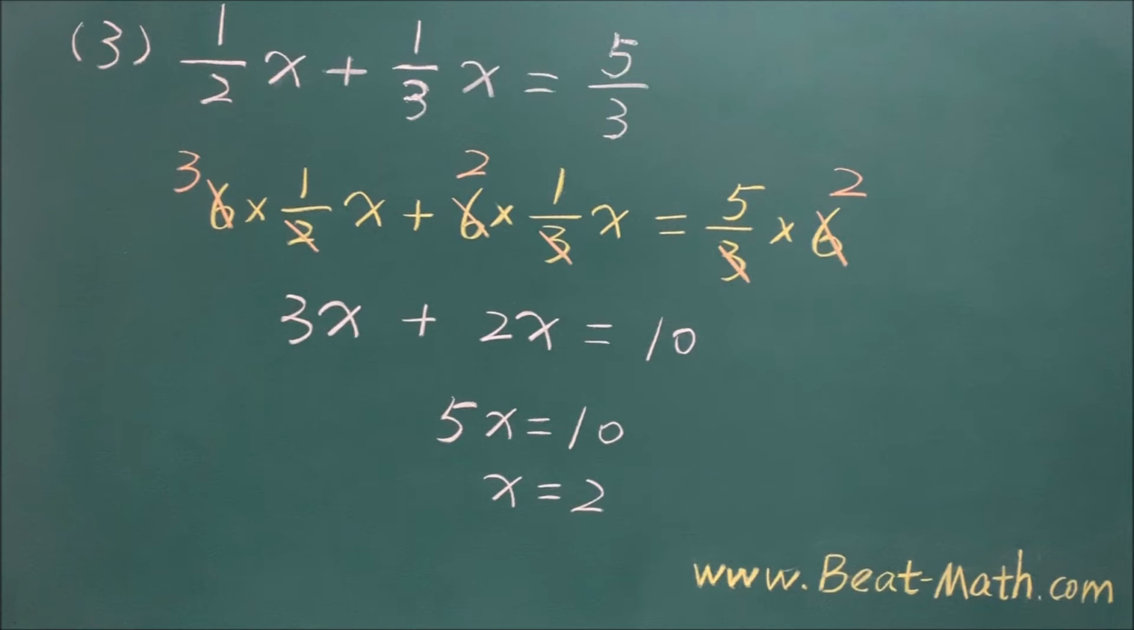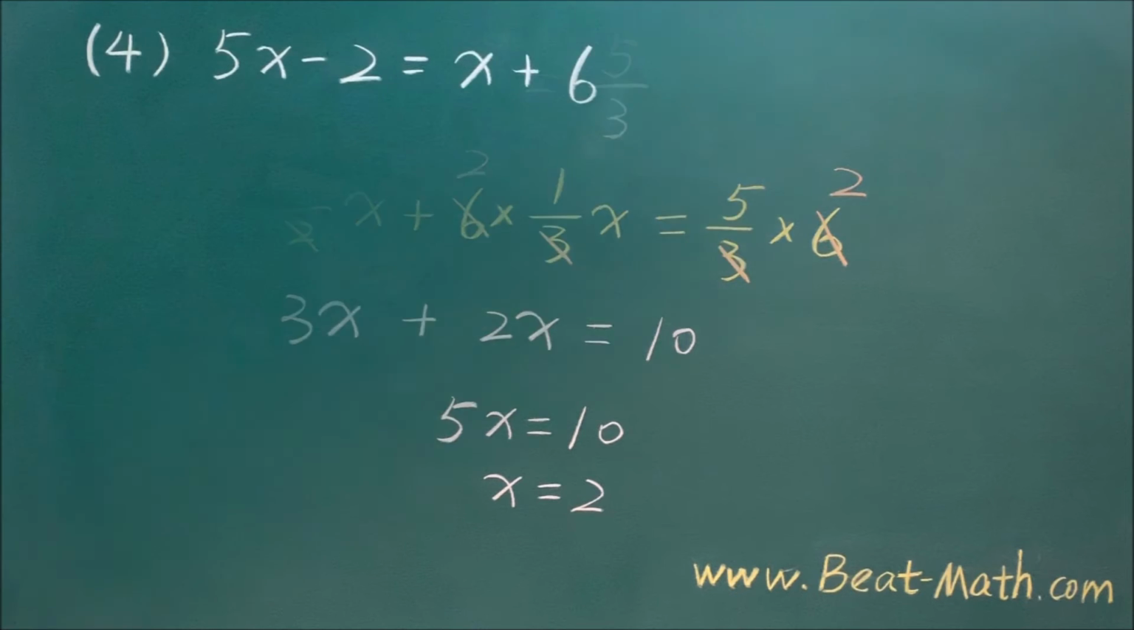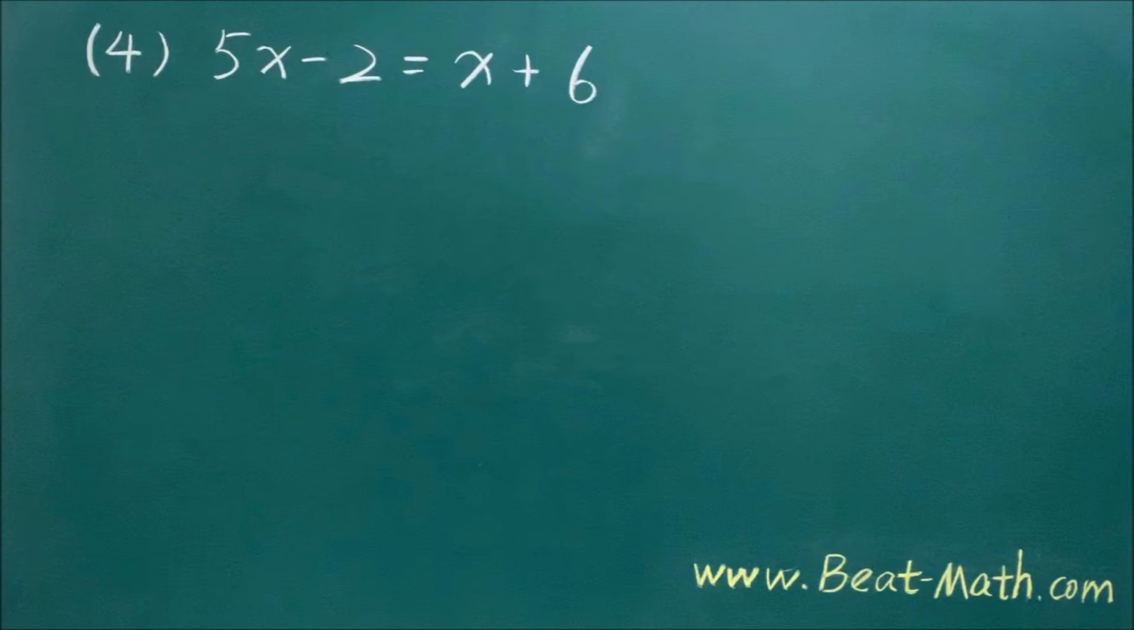We can see in all of these problems, all the terms with x are on one side and all the terms with numbers are on the other side. So it's pretty easy for us to calculate. But what if the terms with x are on both sides of the equation? Let's look at an example together. 5x minus 2 equals x plus 6.